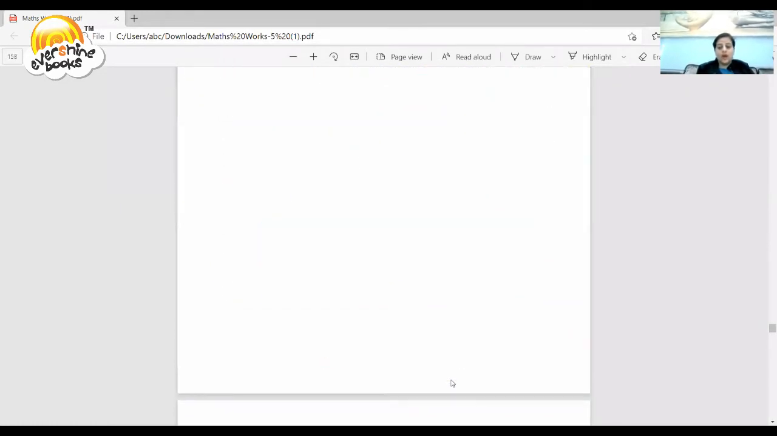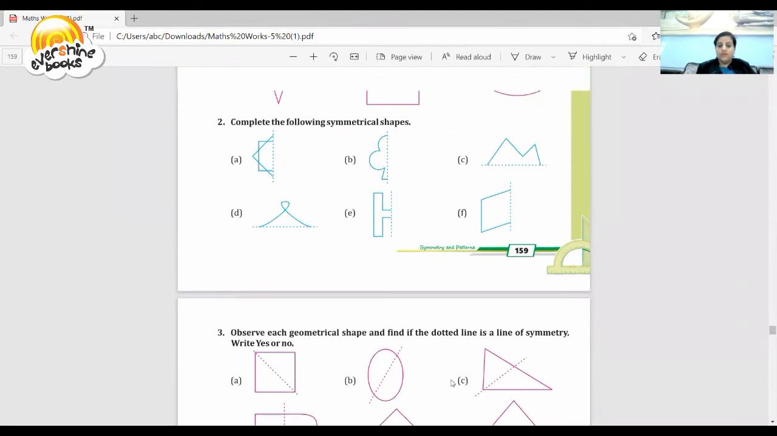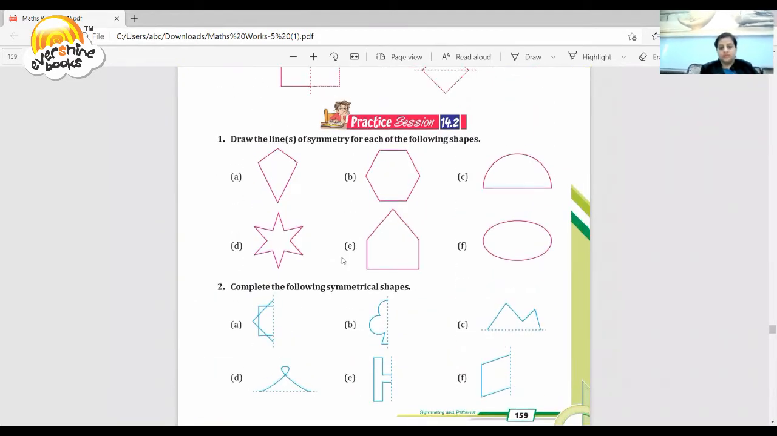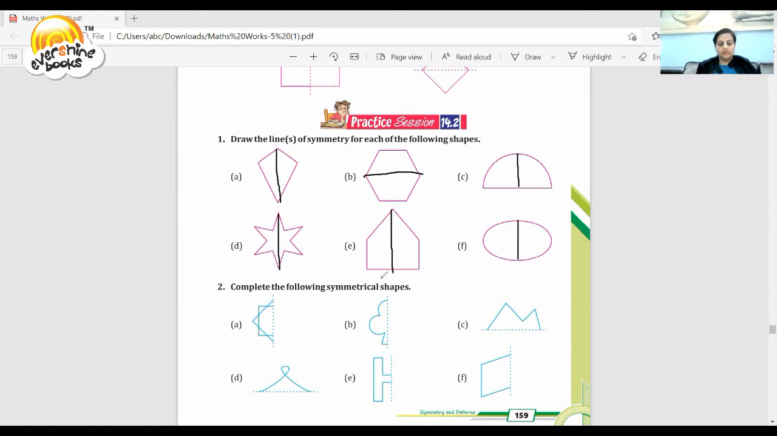So now we will do our symmetry. What is symmetry? When we take the half of any shape, it should be equal on both sides. Here it is. Draw the line of symmetry for each of the following. So this is symmetry. This is symmetrical. Here it can come in the middle, so it can be symmetrical. Here it comes in the middle like this only. We can't do horizontal; we can do vertical only.